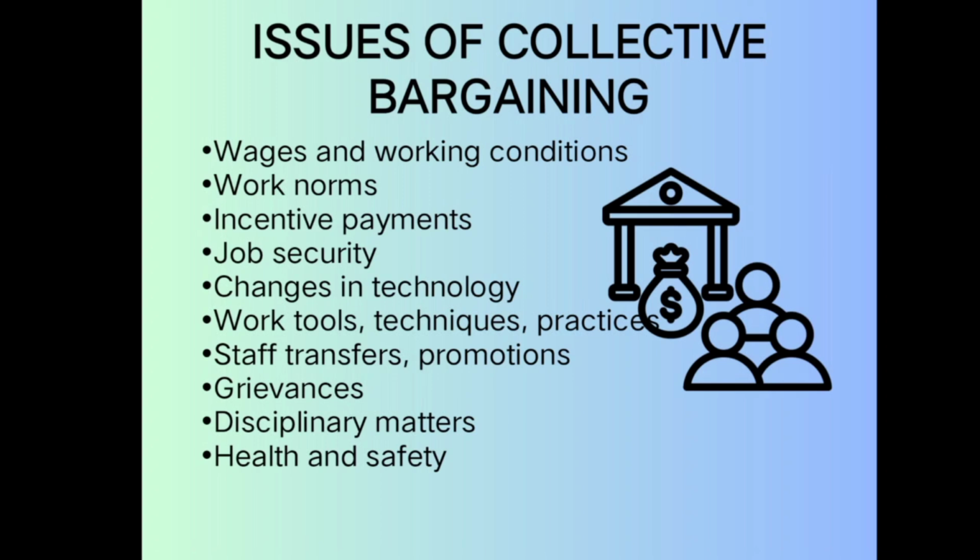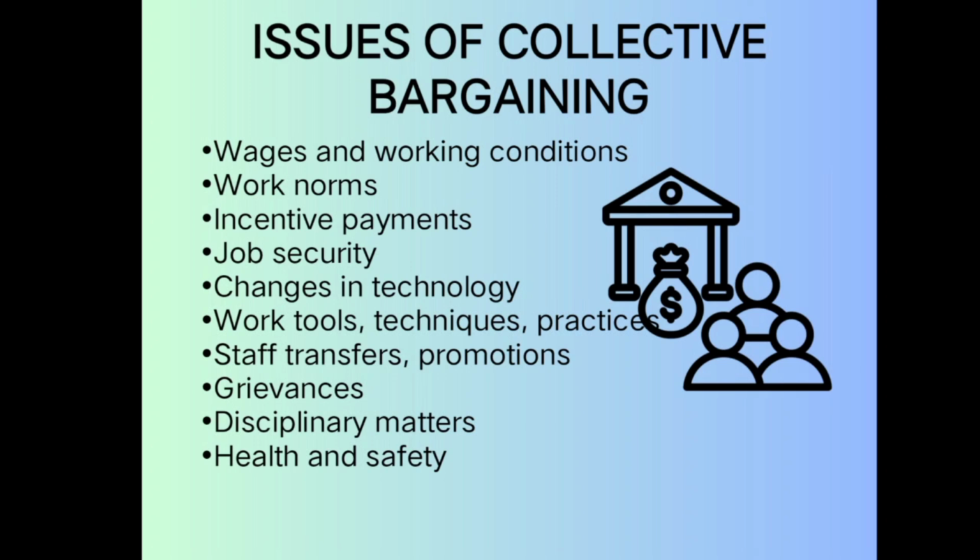Next is issues of collective bargaining. Wages, working conditions and working norms differ from one organization to another. So sometimes it is quite difficult to do a comparison between other organizations while doing the collective bargaining. It is just a cumbersome process. So next are incentive payments, job security, changes in technology, and staff transfers and promotions.